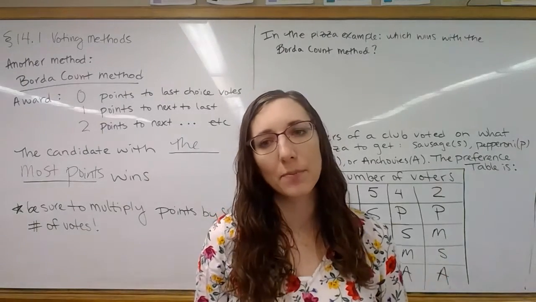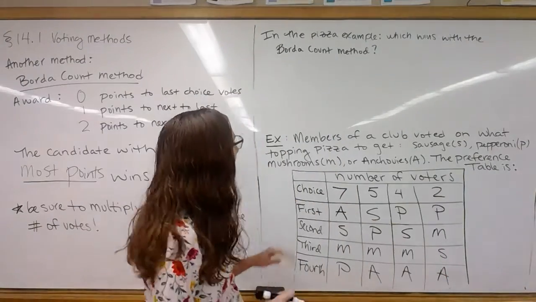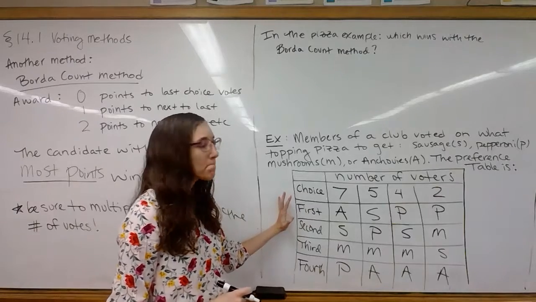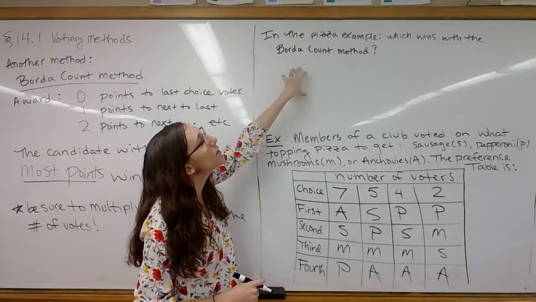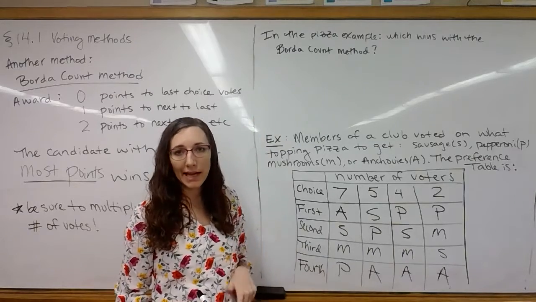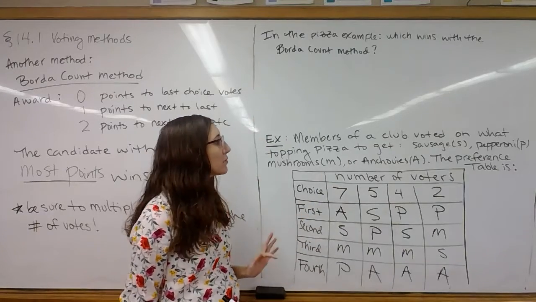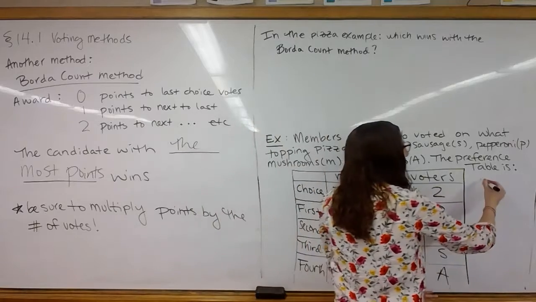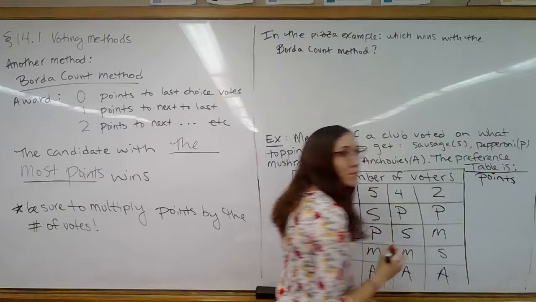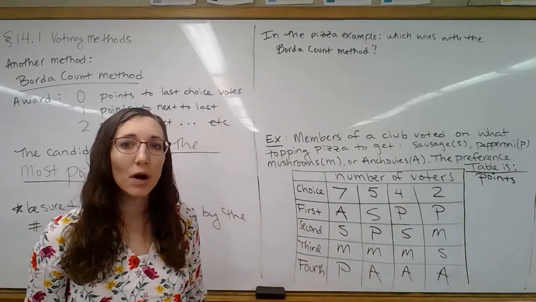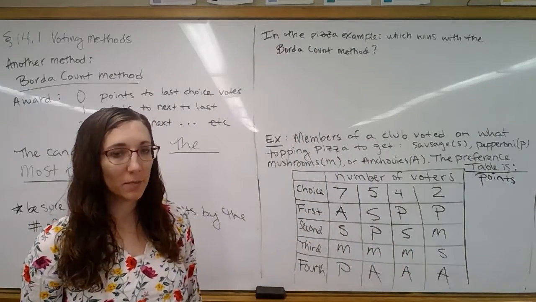So let's give it an example in this pizza example. I've left our table up here again of that pizza example, and we want to know in this example which topping wins with the Borda count method. What I like to do with this method is add a last little thing over here where I keep track of, well, first just write down what the point totals for this example would be.